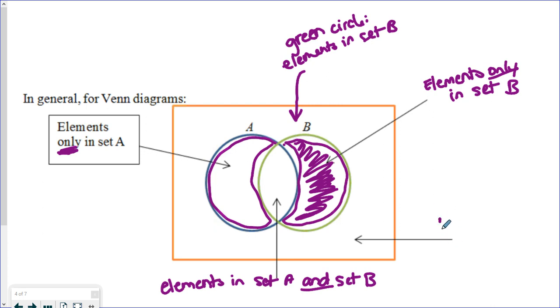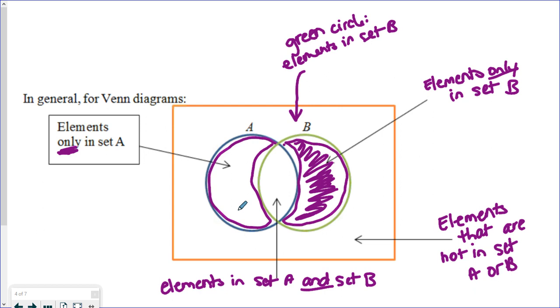So those are elements that are not in set A or B. Other things in the universal set that are not included. So for that last question, if your universal set was whole numbers less than 20, something like 1 would be out here, right? 2 would be out here, and 4 would be out here, and so on. So those are elements that are not in set A or set B, but are a part of the universal set, whatever we would define that as.